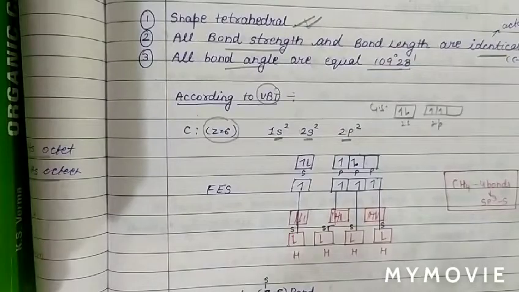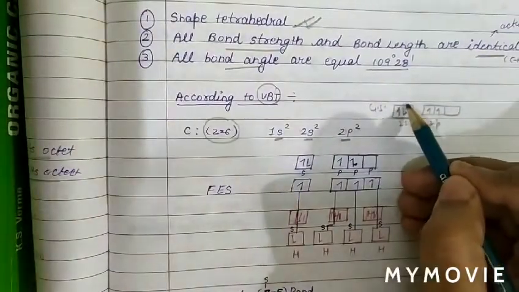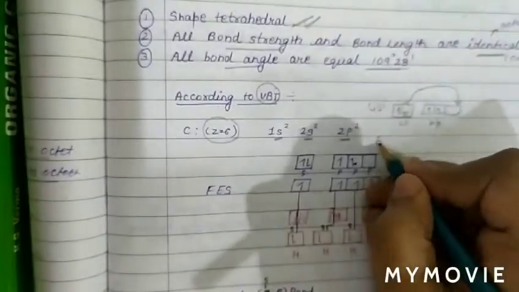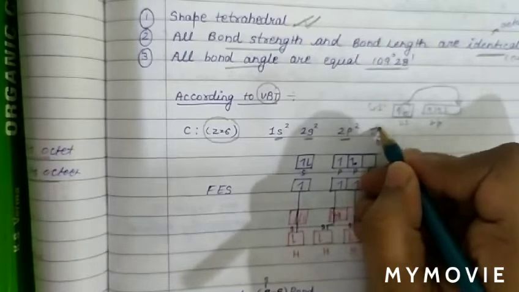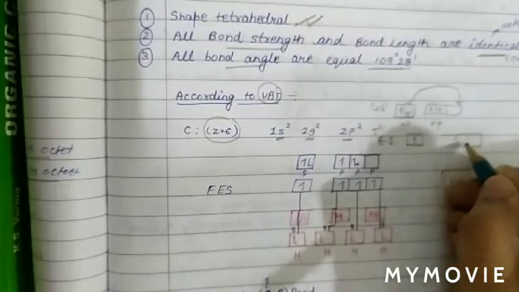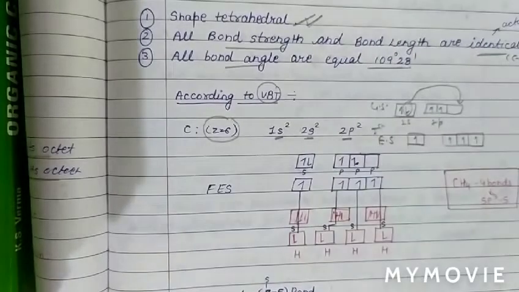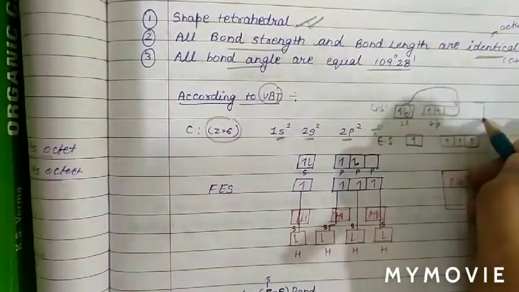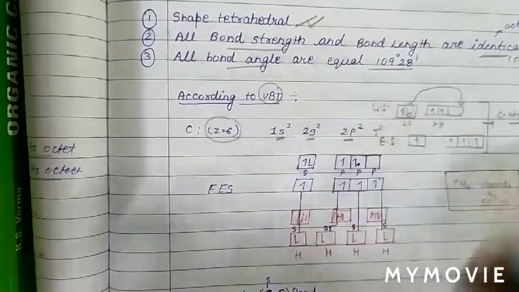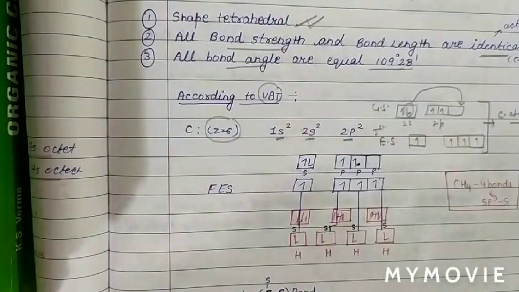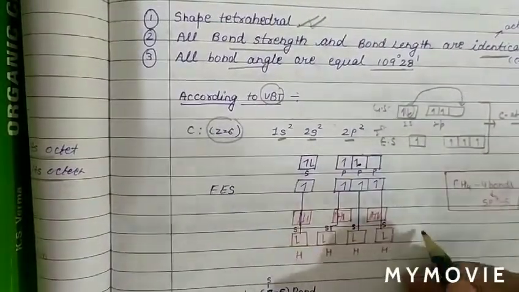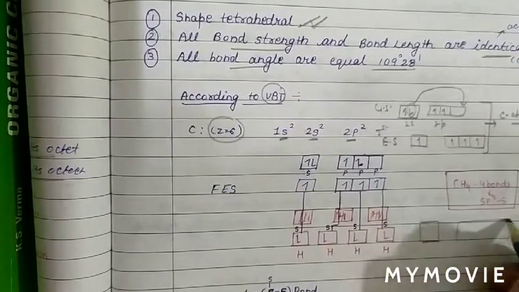Now we will write the excited state. In the excited state, the 2s electron will be excited to the 2p orbital. So in the first excited state, there is 1 unpaired electron in 2s and 3 unpaired electrons in 2p. This is the ground state and first excited state for the carbon atom. As we can see, this is the 2s orbital and this is the 2p orbital.